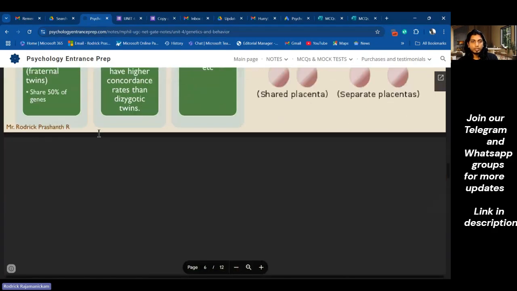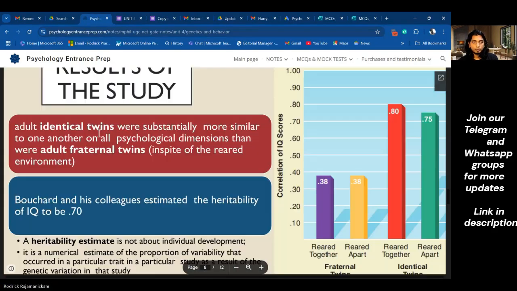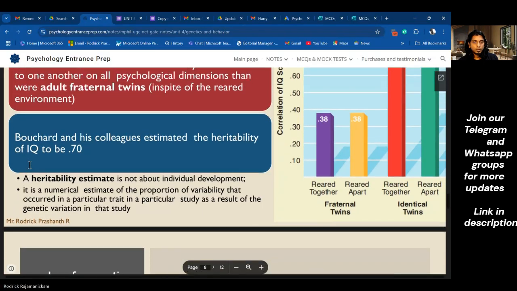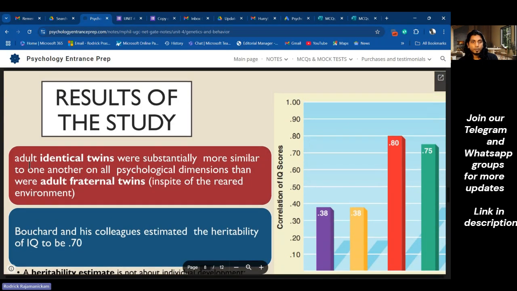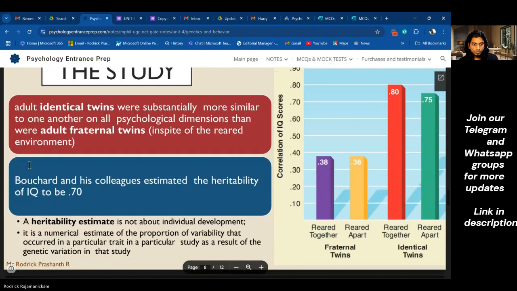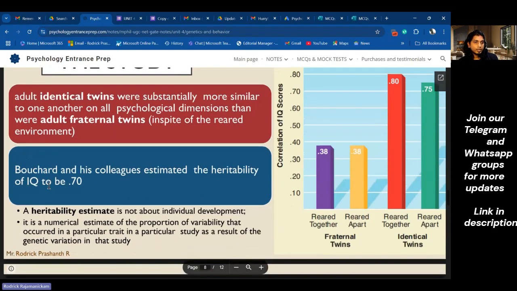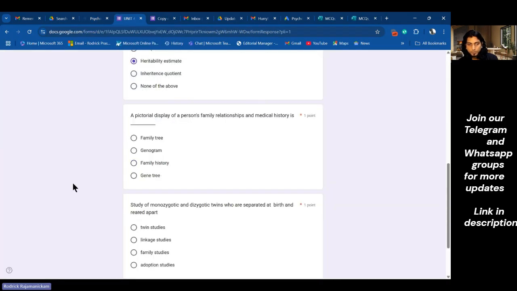Then find it. Yeah. Okay, so this is the famous Minnesota study. So heritability estimate is 0.7 for IQ in this study. Of course, it varies for various studies. It's a numerical estimate of the variability proportion because of genetic variation. Okay, so that is the definition of heritability estimate.